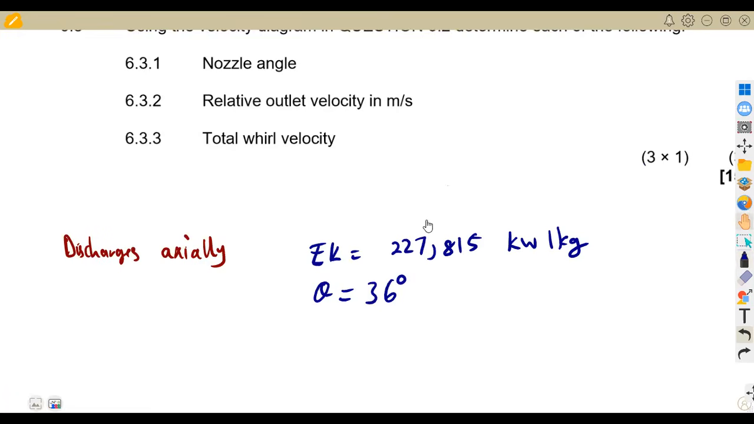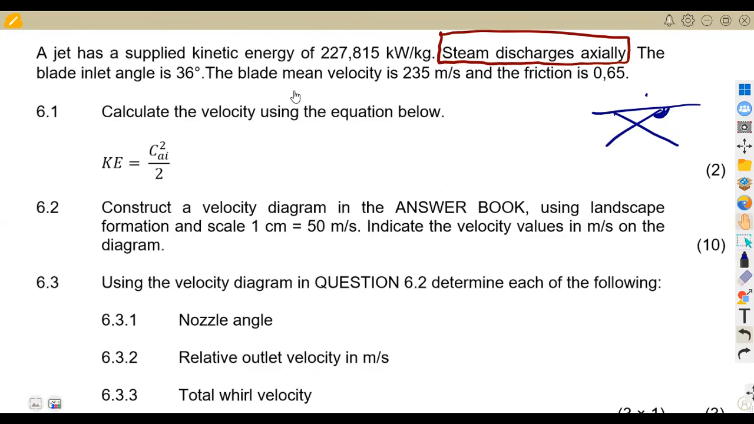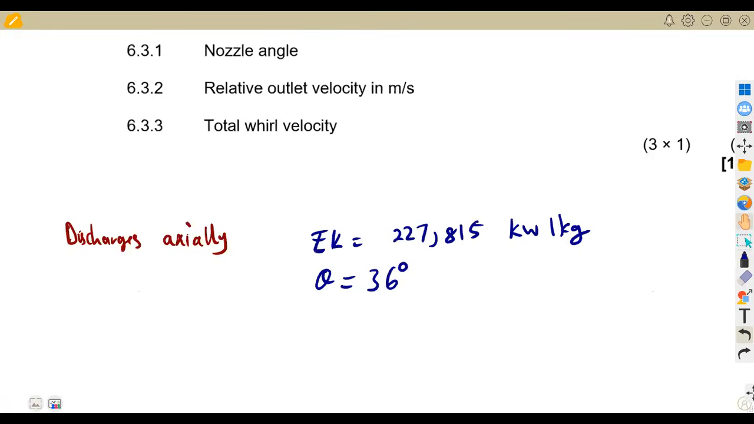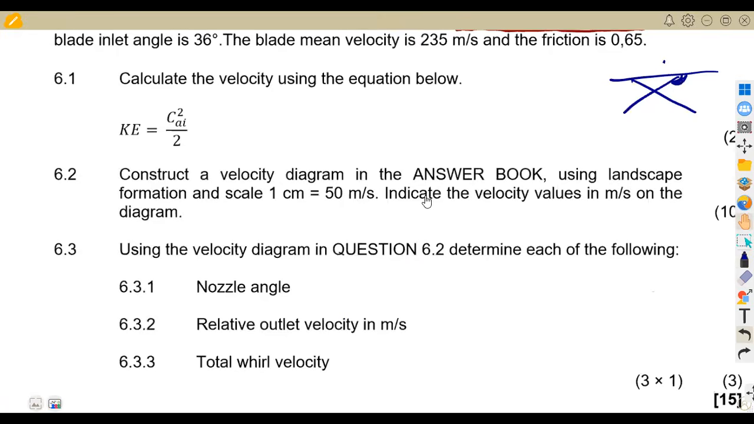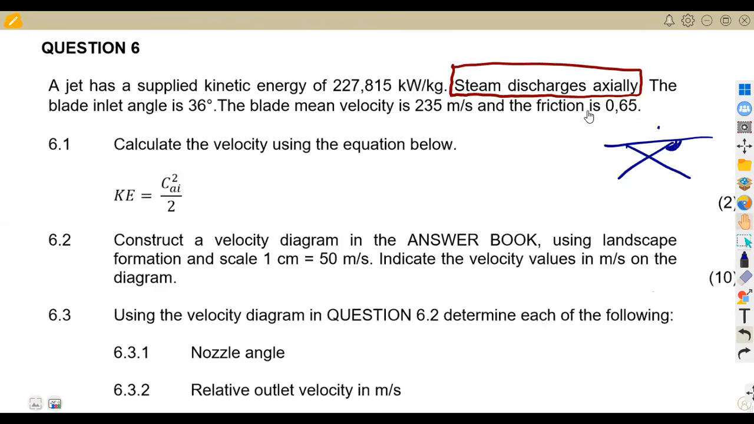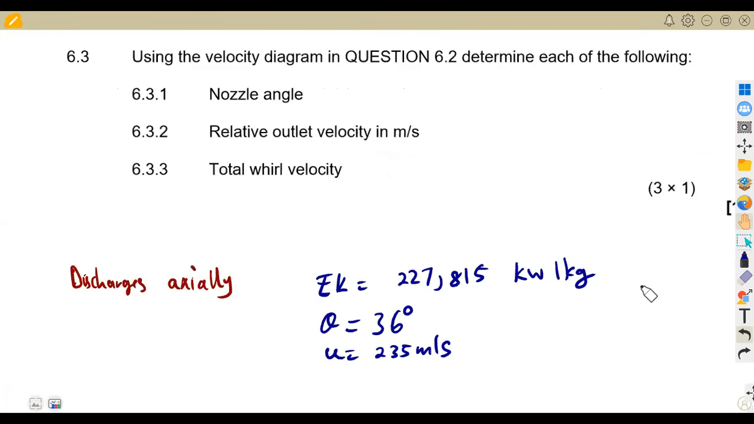And also we are given the blade mean velocity, which is u in this case, 235 meters per second. And the last thing that you are given here is the coefficient of friction, which is 0.65. So you're given K, which is 0.65. All right, so that's the only information that we have. And we are given that it discharges axially.